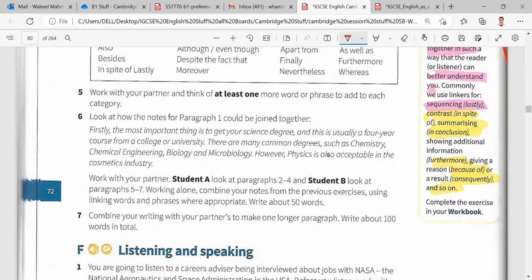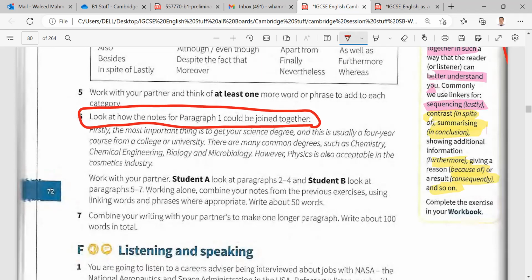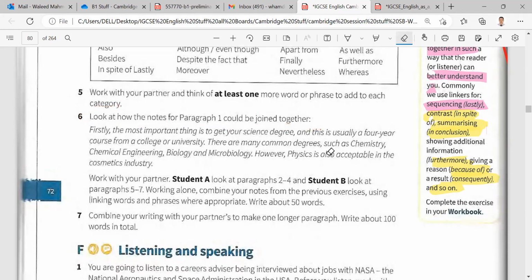Can you read this one, please? Look at how the notes for paragraph one could be joined together. How can we connect the notes you have written together? I give you half a minute to read this paragraph or summary. How can you connect them together? Using linkers. Juri, are you with me? Yes, I'm with you. Read, you have half a minute. Let me know what the linkers used here are.